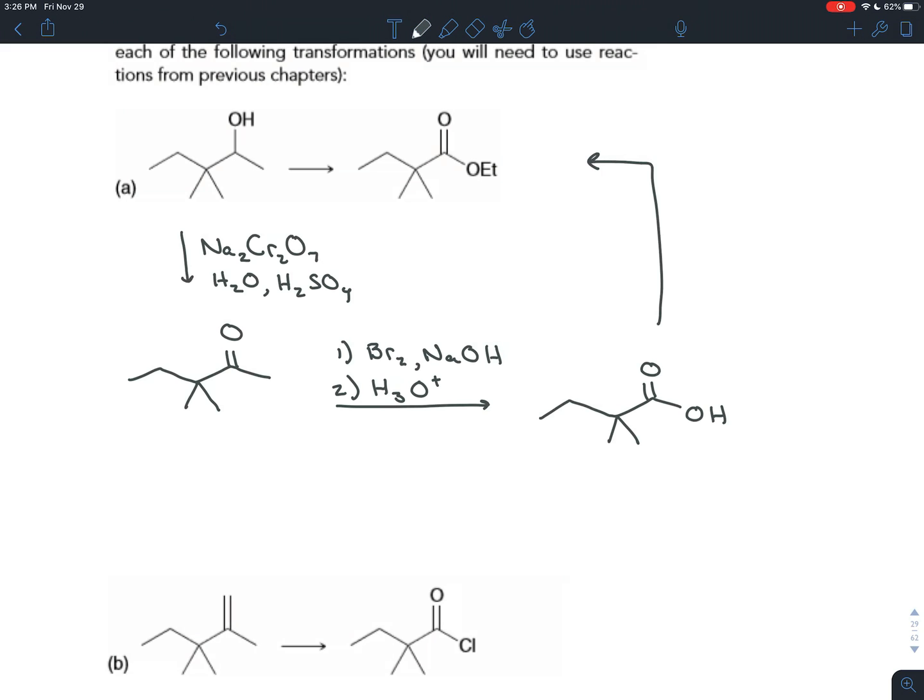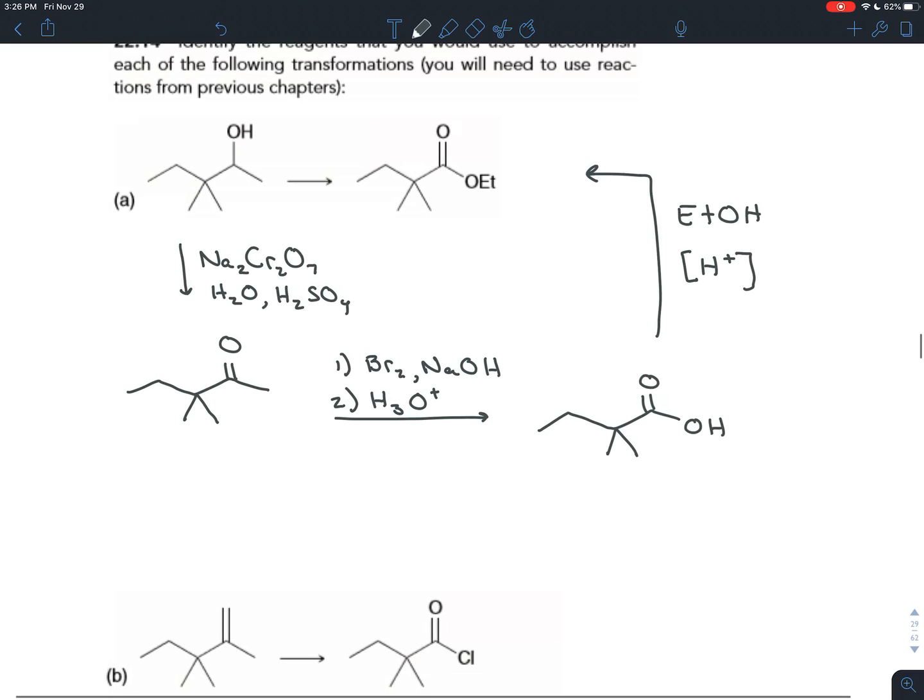And so you can do what's called the Fischer esterification. It's really just treating it with ethanol. That's your nucleophile that will come in and replace the OH. You do need an acid catalyst with that. So you can have H plus or H3O plus, either way, just so long as you have an acid catalyst.